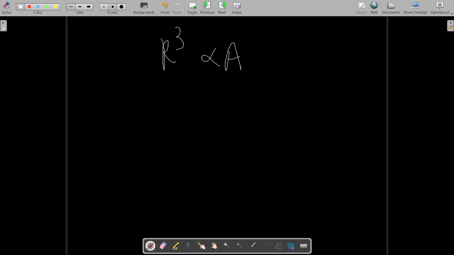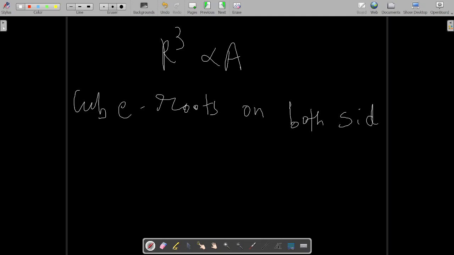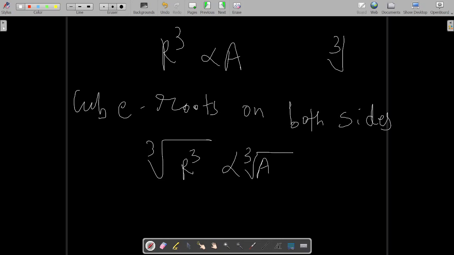Now I will take cube roots on both sides. When I take the cube roots on both sides, you know this very well that the cube root of A is equal to A to the power 1 upon 3. You have learned this in the lower classes, right? The cube root of A is equal to what? A to the power 1 by 3.